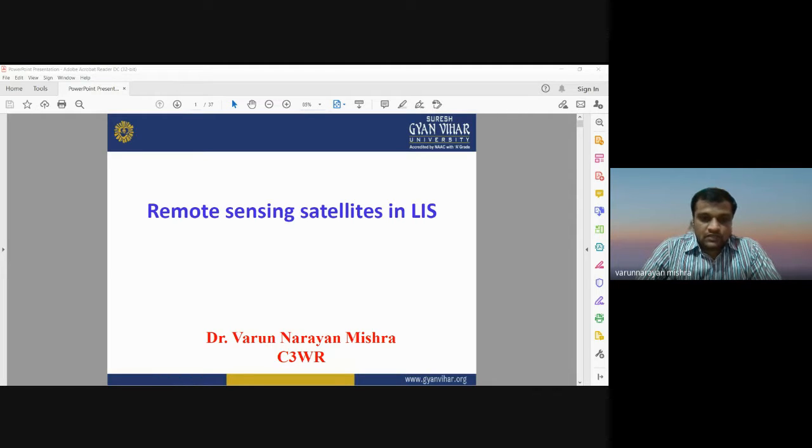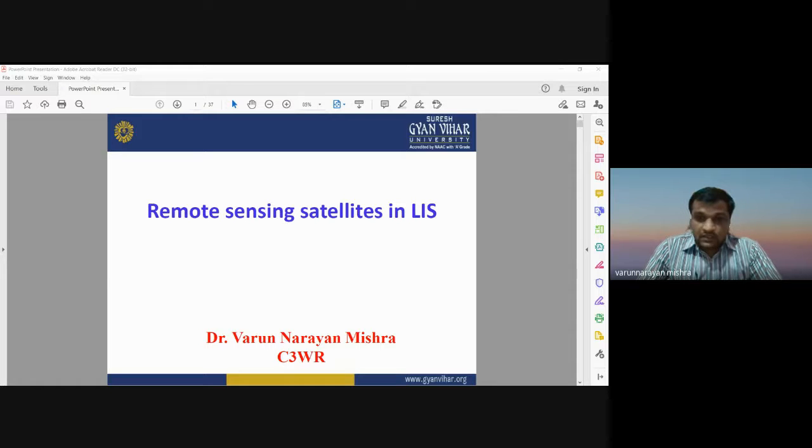Today, we are going to discuss the role of different remote sensing satellites in land information system. We will discuss the properties and characteristics of different satellites, different sensors which are available, and how we can use these remote sensing satellites in development of land information system.